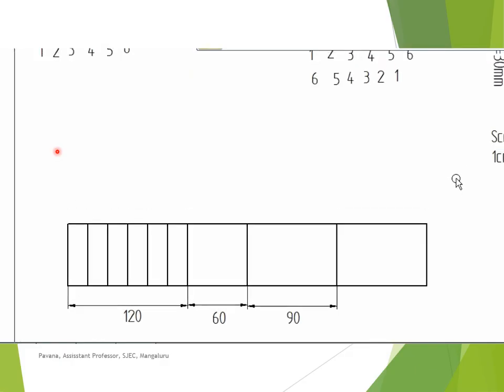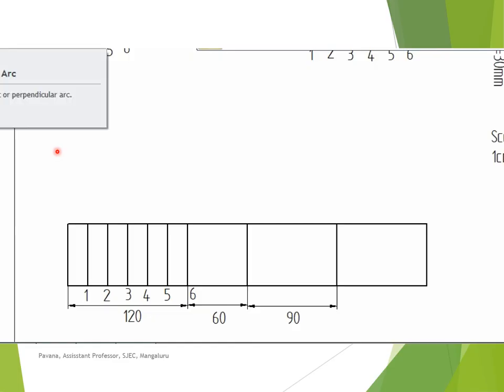So name that accordingly 1, 2, 3, 4. You can start from 0 also. So first one is 1, next 2, next 3, 4, 5 and 6. You can divide into 8 parts, 10, 12. There is no restriction for that. If you divide into more parts, you will get a more accurate profile. That's it. So make a habit of dividing into a minimum of 6 parts.